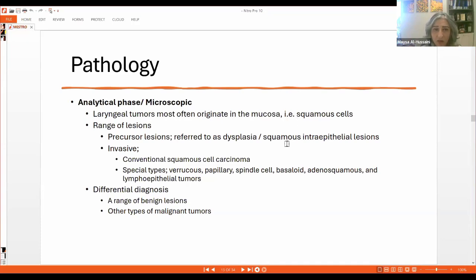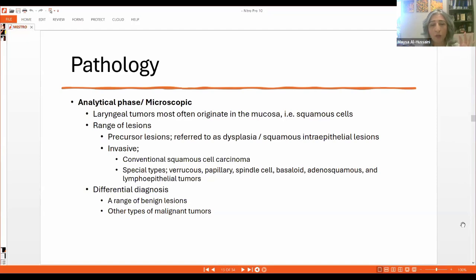And we have a range of lesions. We have precursor lesions. We refer to these as dysplasias or squamous intraepithelial lesions. And then we have the invasive tumors, which are broadly divided into conventional squamous cell carcinoma and the special types. And I'm going actually to spend some time talking about the special types because of the importance of association with the prognosis and the importance of sorting out or differentiating them from some differential diagnosis elements.